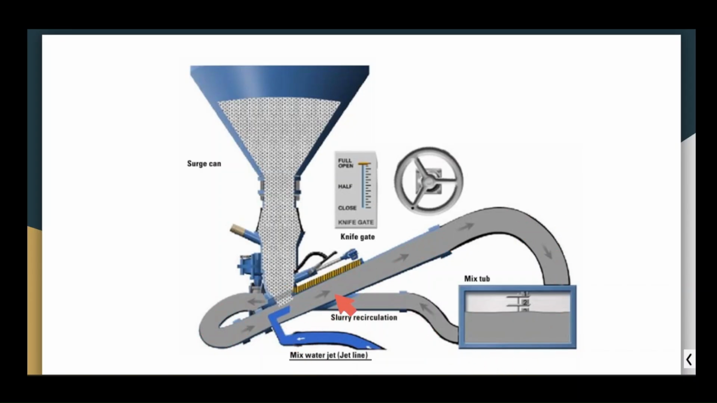So the fluids flowing through this pipeline go into the mix tub. The pump operator is already watching the level of fluid in the mix tub. Here is the location of the centrifugal pump for recirculating slurry. It can suck fluid from the mix tub and discharge it to the slurry recirculation line, through this pipeline again to mix the system, and so it goes to the mix water jet line again.